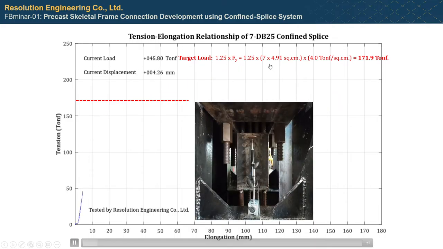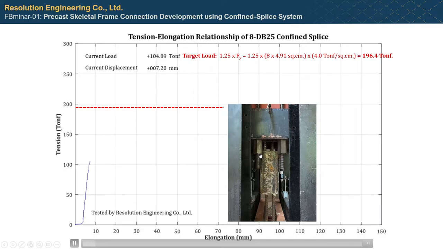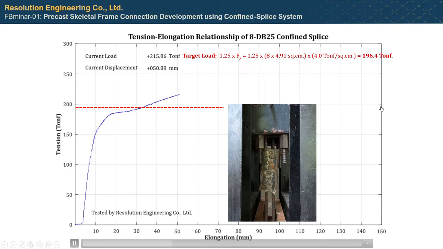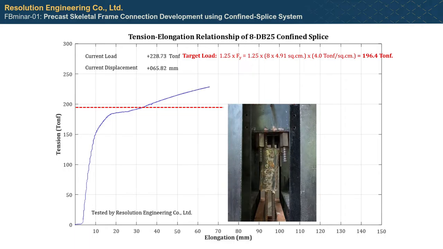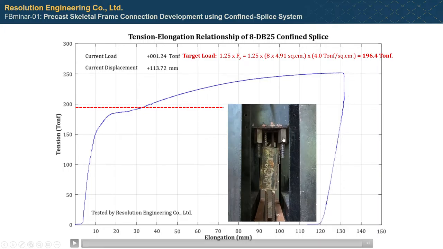Now 8 bars. For the 8 bars, I didn't go all the way to the failure, the fracture, because I'm afraid that my frame will be damaged before the splice is damaged. So I stopped before. But you can see a lot of elongation is going on, and even though some damage happened, it is at a very high load already, and then it is fully unloaded down to zero.